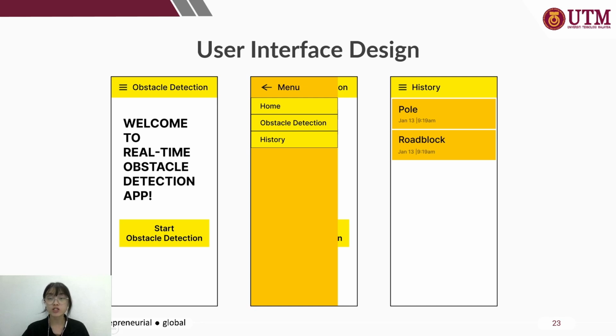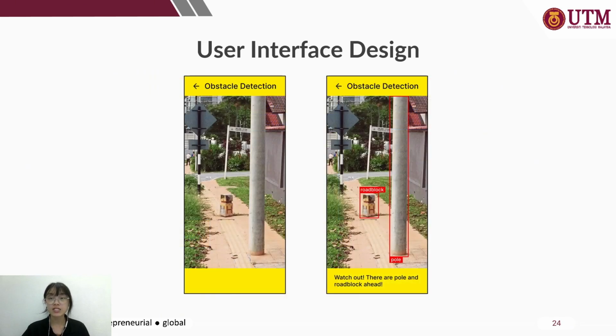review their recent navigation experience. And then lastly, the obstacle detection interface displays the live camera feed and an overlaid bounding box on a detected obstacle, such as the roadblock and pole shown here. Below the video feed, a clear text area provides a contextual message like "Watch out! There are a pole and roadblock ahead."